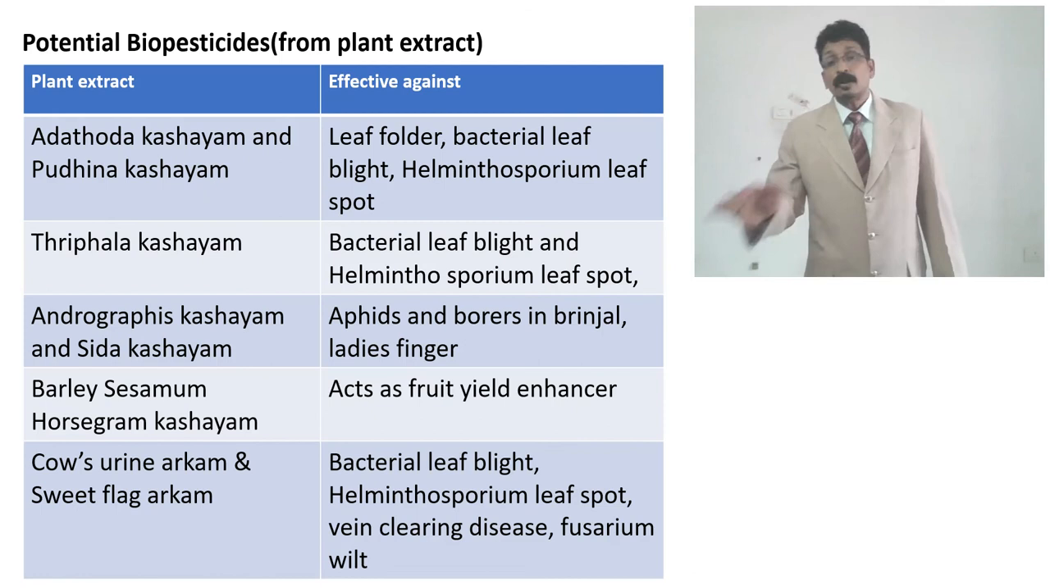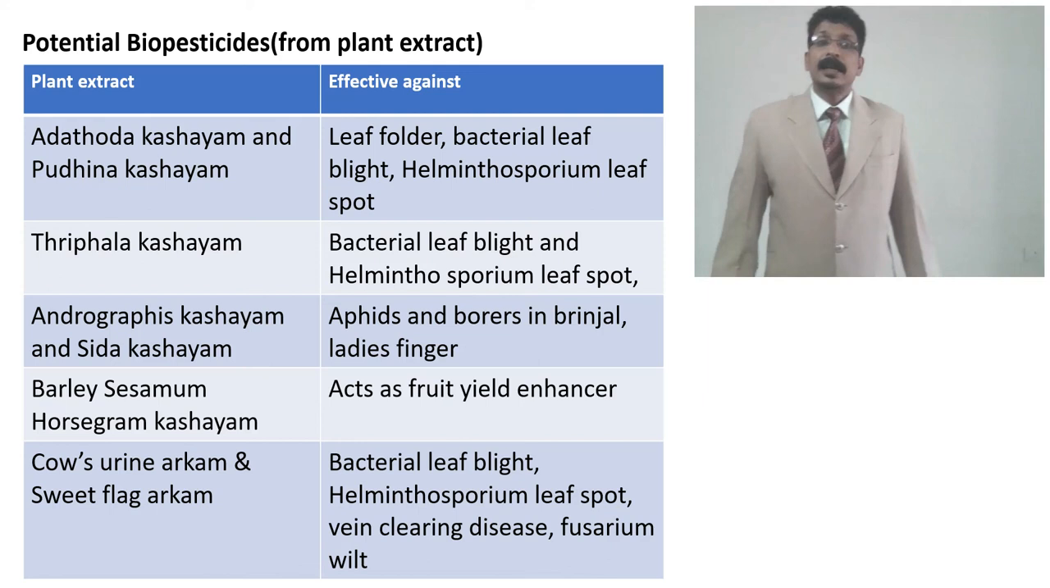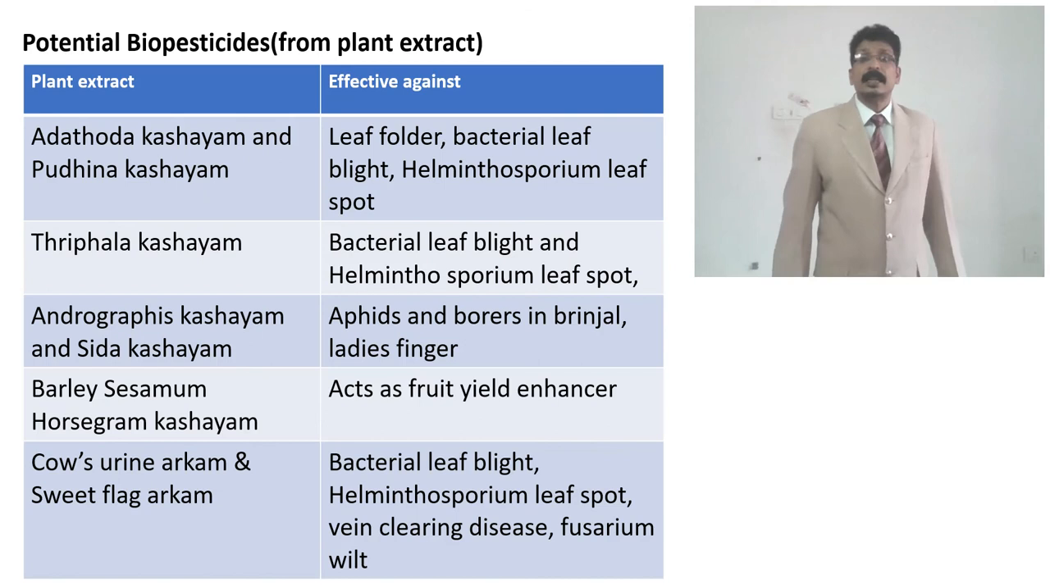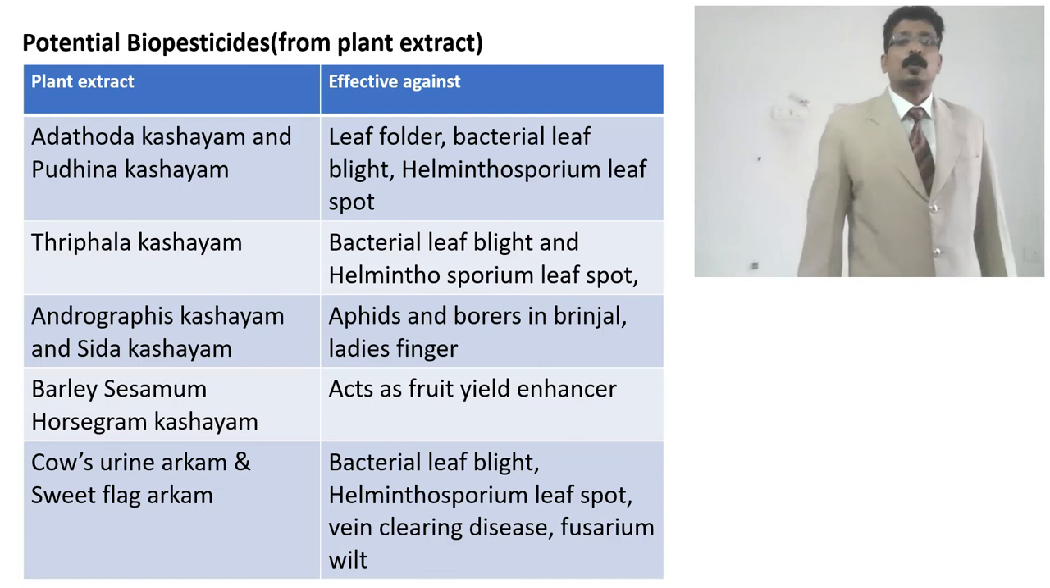Slowly. So we have to keep this type of natural pesticide. And Tripula Kasayam, Tripula Suranam, which contains Terminalia chebula and has three fruits, can also be used for bacterial leaf blight and Helminthosporium leaf spot.